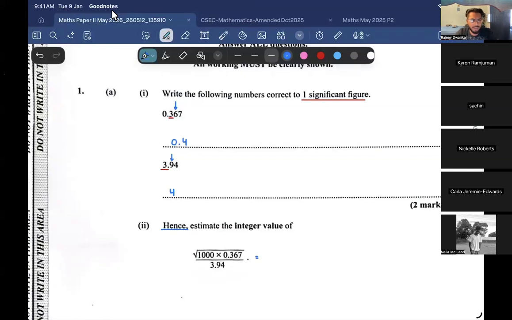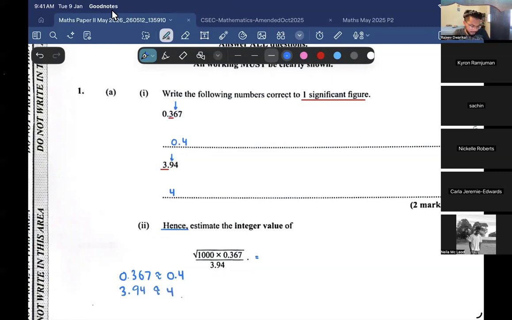So guys, Chiron, they're using the word hence. Anytime you see the word hence, chances are we have to utilize the previous answers. So let's look at the previous answers. We said that 0.367 is approximately what? 0.4, right. And what else did we say about 3.94? It is approximately 4.